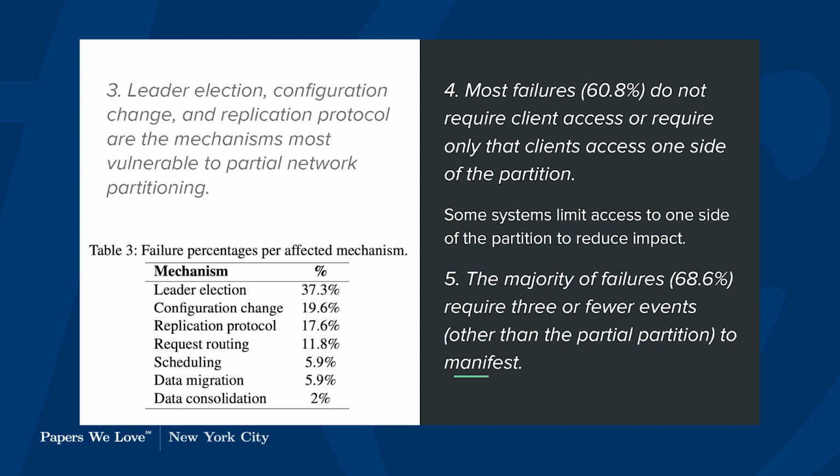The majority of the failures require 3 or fewer events. Again, we saw this before. Other than the partial partition to manifest, same things as before. You worry about reads and writes before the old leader stepped down. All of those issues manifest.